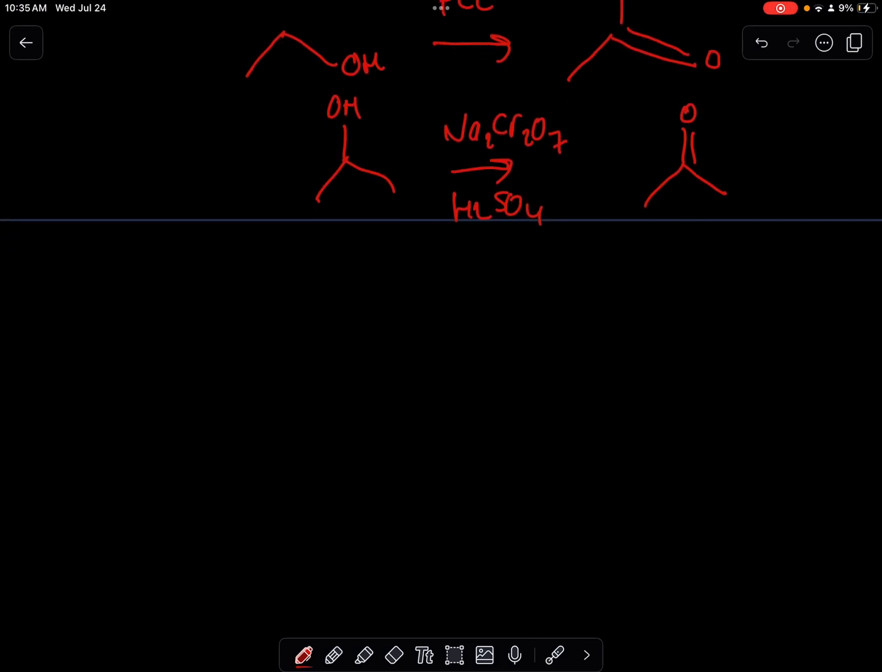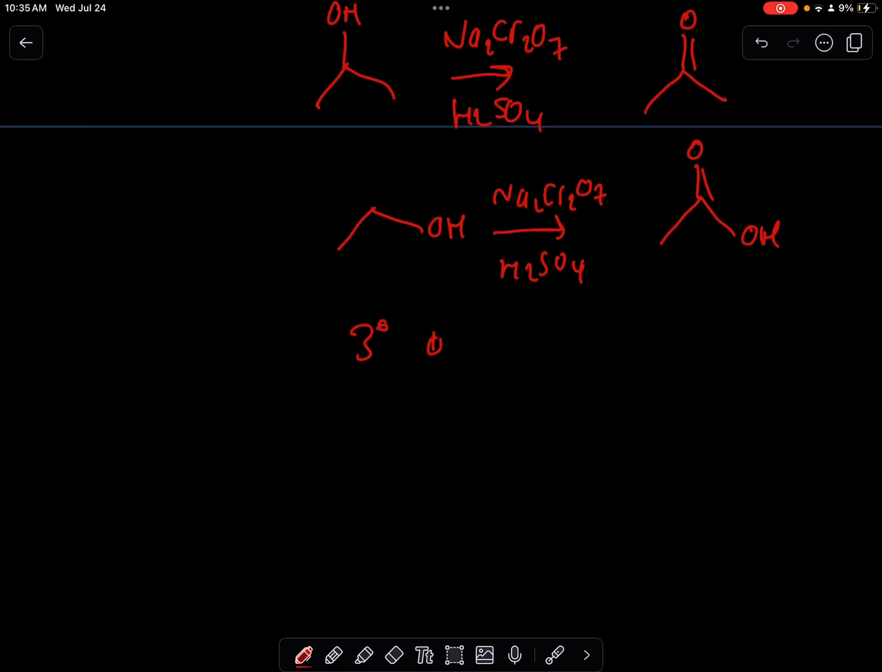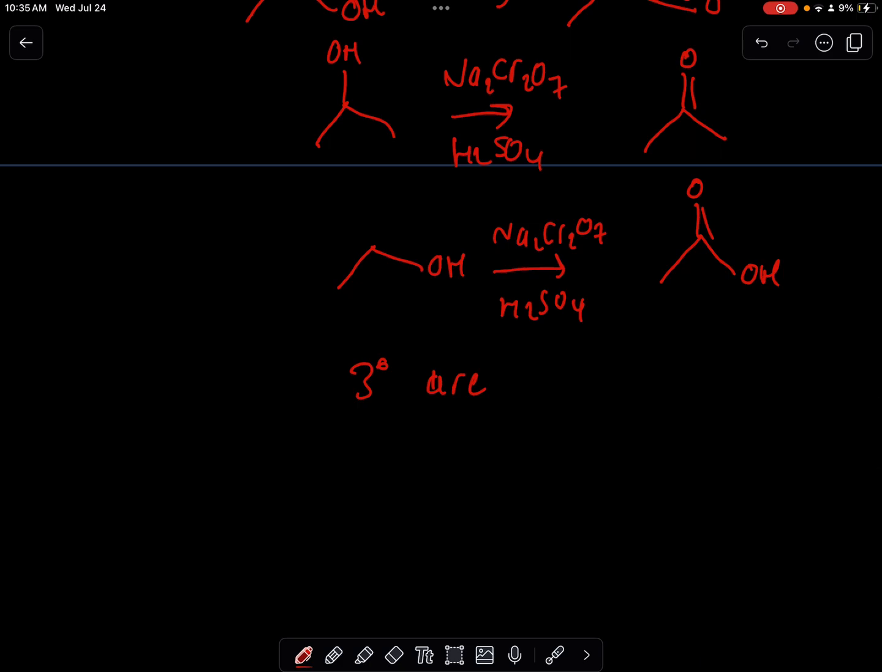Now, what about a primary alcohol with Jones reagent? What do you think the product is? Well, the product is actually a carboxylic acid. So Jones reagent can turn primary alcohols into carboxylic acids. Tertiary alcohols are generally not oxidized any further. So, those are oxidation of alcohols.